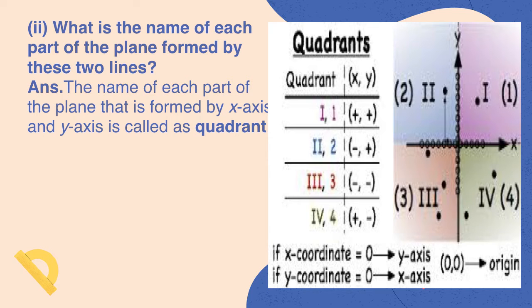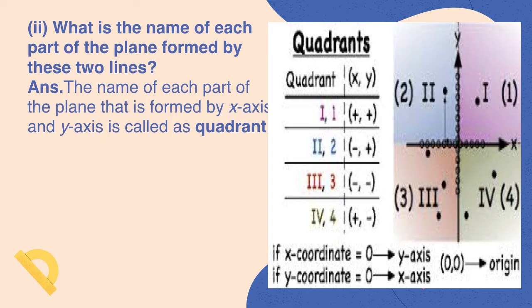Now we move on to the second question. What is the name of each part of the plane formed by these two lines? Now what were the lines? Lines were x-axis and y-axis. Now what is the part of the plane? What is the part called? When these two lines intersect, the whole Cartesian plane is divided into four parts. And all these parts are called quadrants. And the names of the quadrants are quadrant number 1, 2, 3 and 4.